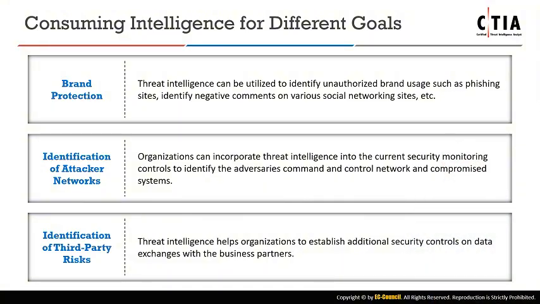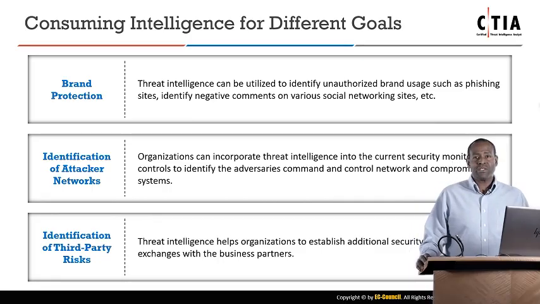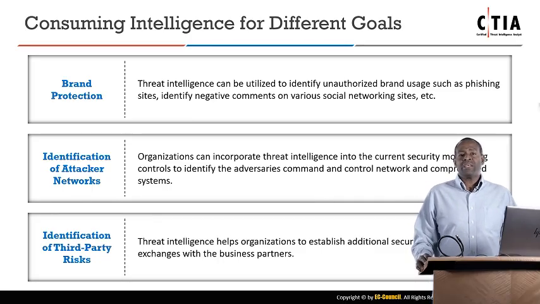Next, we go to identification of attacker networks. Who are the people doing this stuff, right? Organizations incorporate the threat intelligence into the current security monitoring controls to identify adversaries. When we look at not just the adversary themselves, but their entire command and control network, right? That is perhaps what has been compromising our systems or trying to compromise your system. So we want to find out the networks, right? Is this attack coming from a specific hacker syndicate in upstate New York? Or is it coming from some people in India? Where is it coming from? So we want to look at those networks.